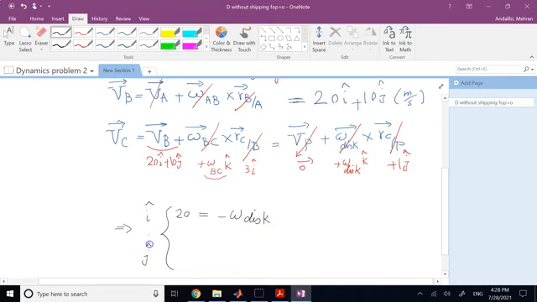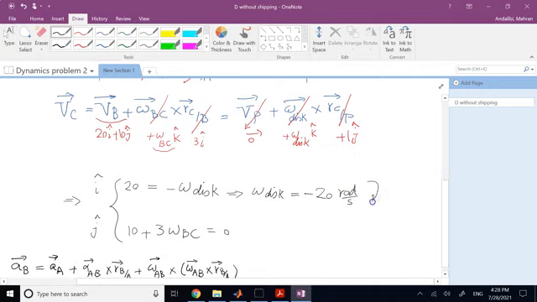And if you look at the J components, here I have a 10, as well as a K cross I, which is J, so it's going to be 3 omega BC, positive 3 omega BC. And on this side, there is nothing, right? You clearly see that's it. That's I, that's 0. And clearly from here, you see that omega of the disk is going to be negative 20 radians per second, and negative means it is clockwise.